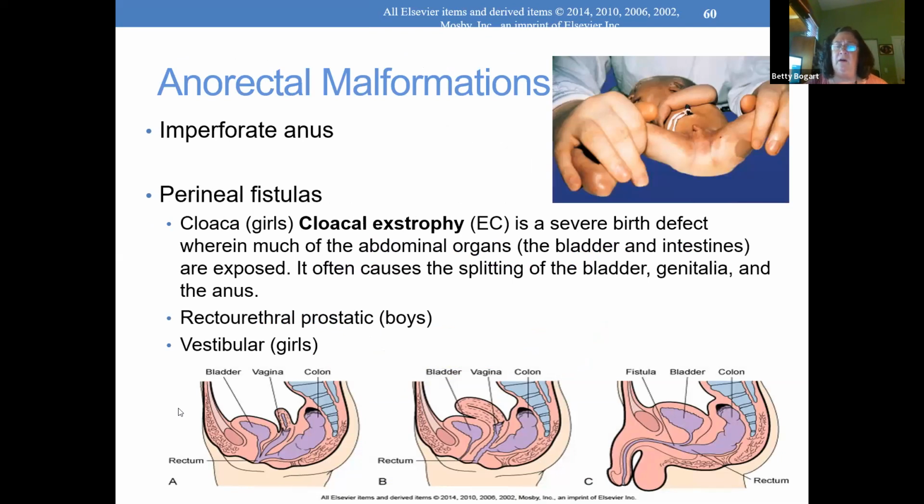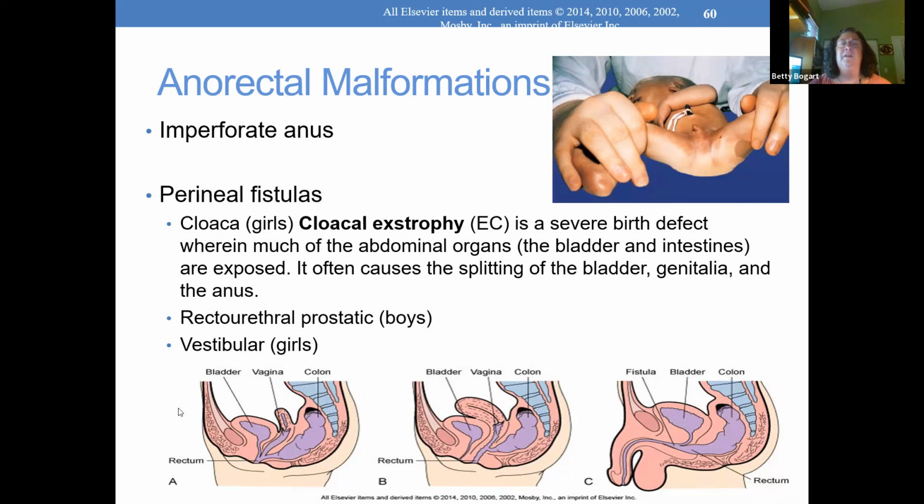Now, when you were in OB, they taught you to do a rectal temperature on your infant, right? Because you wanted an accurate temperature. Well, they're also doing it because sometimes infants are born without an anus. It's called an imperforated anus. And you see that picture there? That's an infant that does not have an anus. Where's all this stuff from the mouth and everywhere going? This kid needs a colostomy as soon as they can do one.